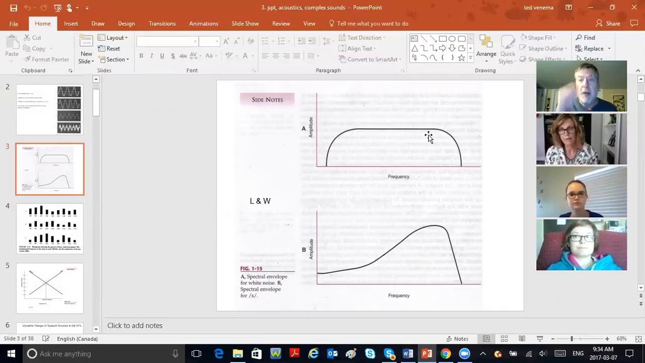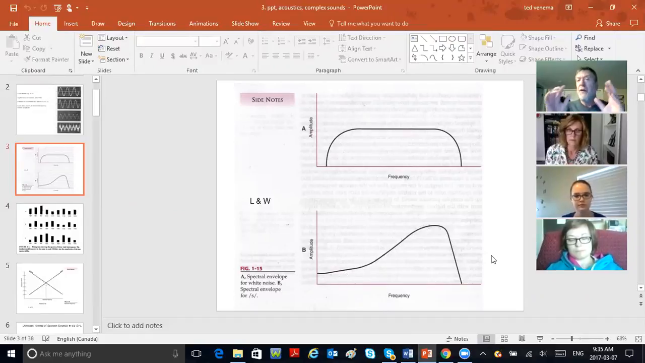We might call that white noise because the spectrum has all the different frequencies in it at a fairly equal amplitude. This here is also broadband sound. It's got a whole bunch of frequencies in it. All of these frequencies are in it, but the high frequencies are at a greater amplitude than the lower frequencies are. So a spectrum is just a different way of showing you all different kinds of sounds.